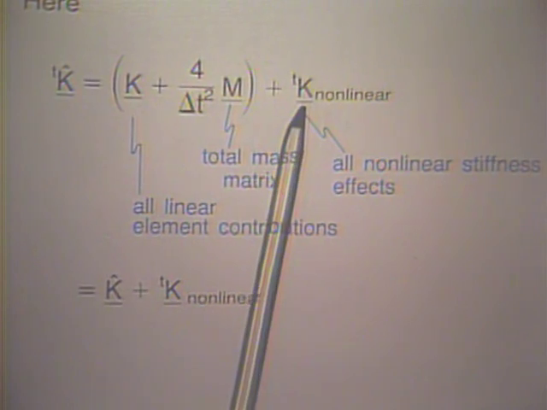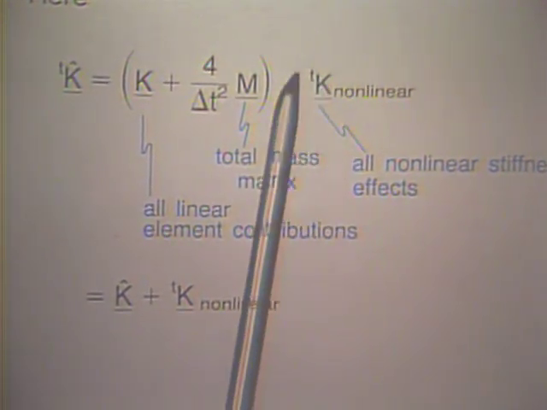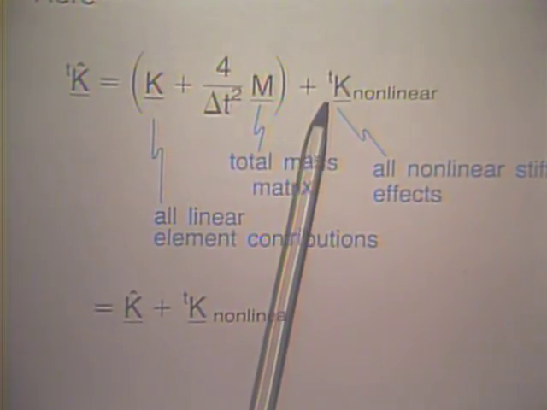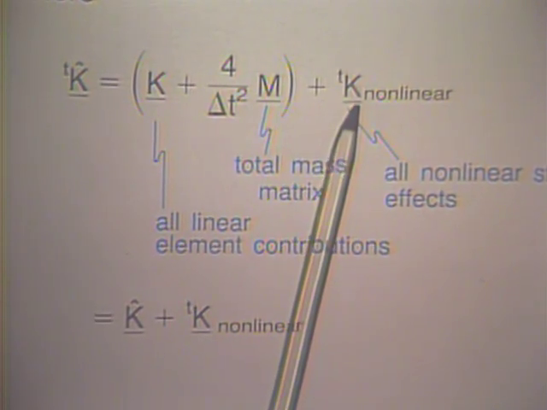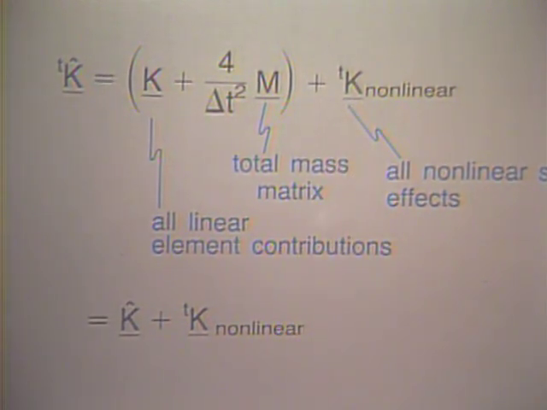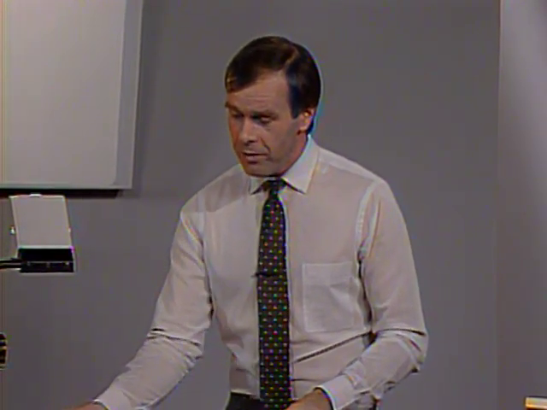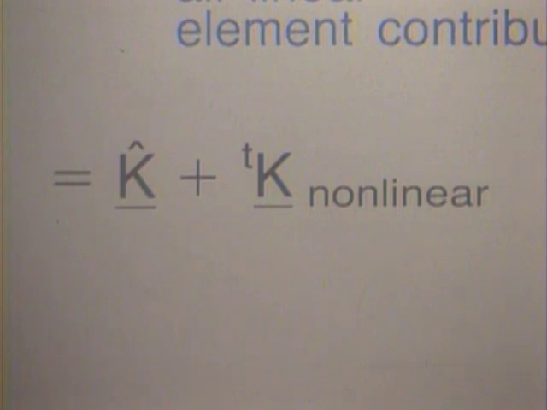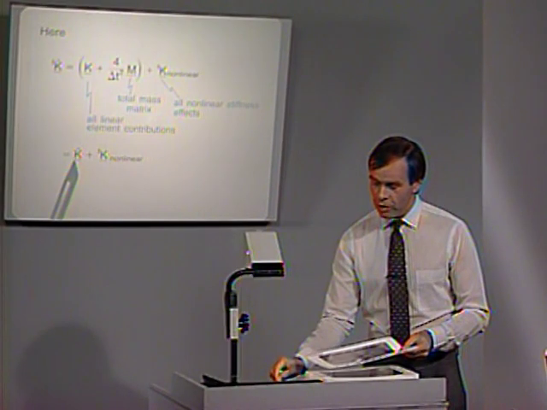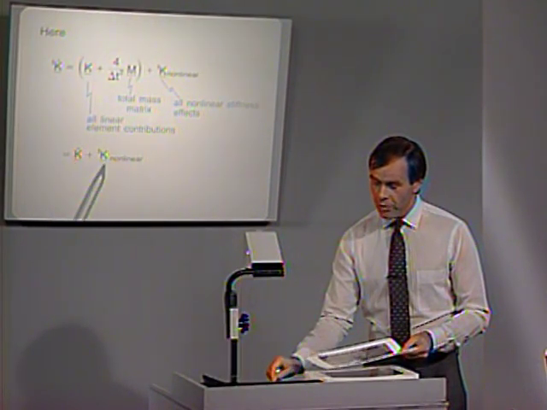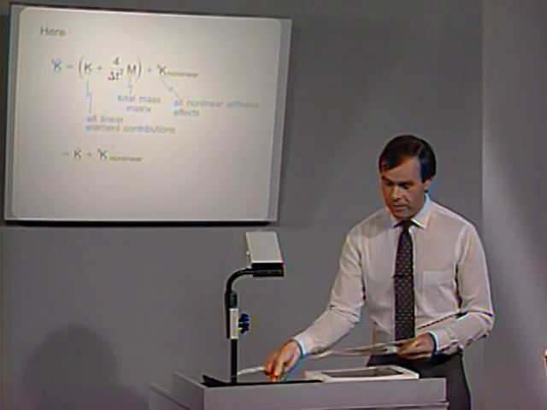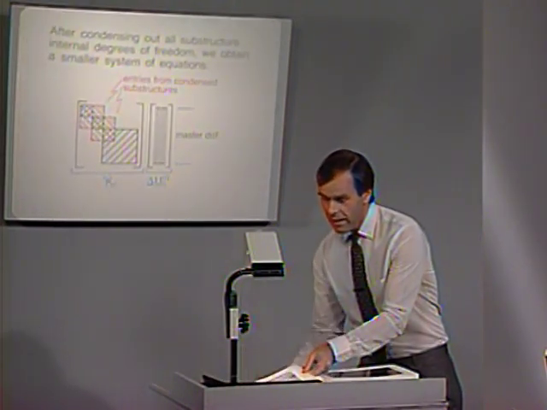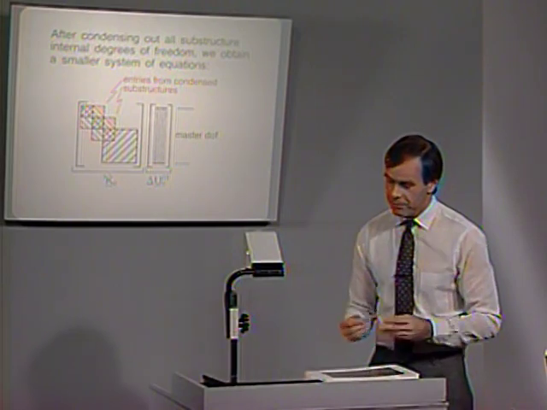And in this particular analysis, this might be, for example, the nonlinear springs down there, the nonlinear springs modeling the foundation of the structure. Well, this can be written in this form. And if we now perform static condensation on this combined matrix, we arrive at this matrix here.